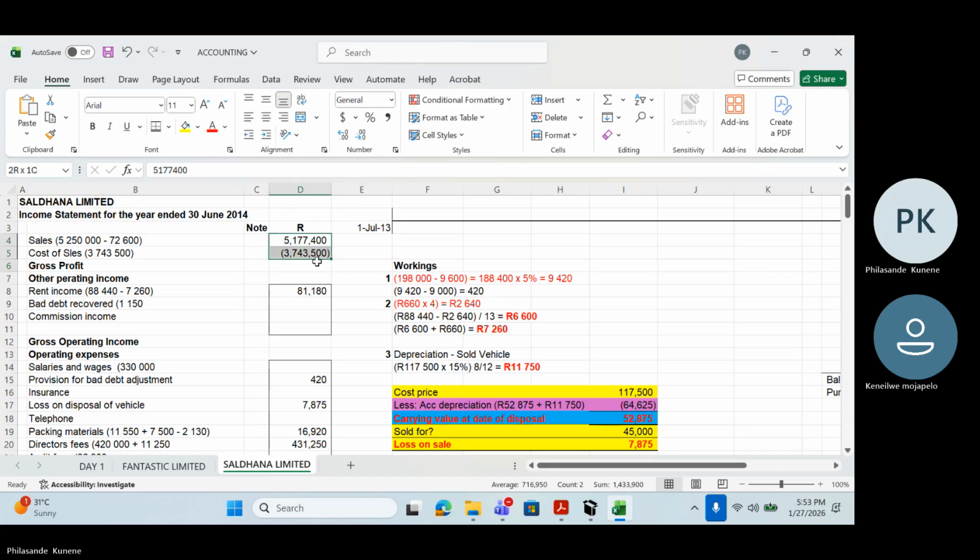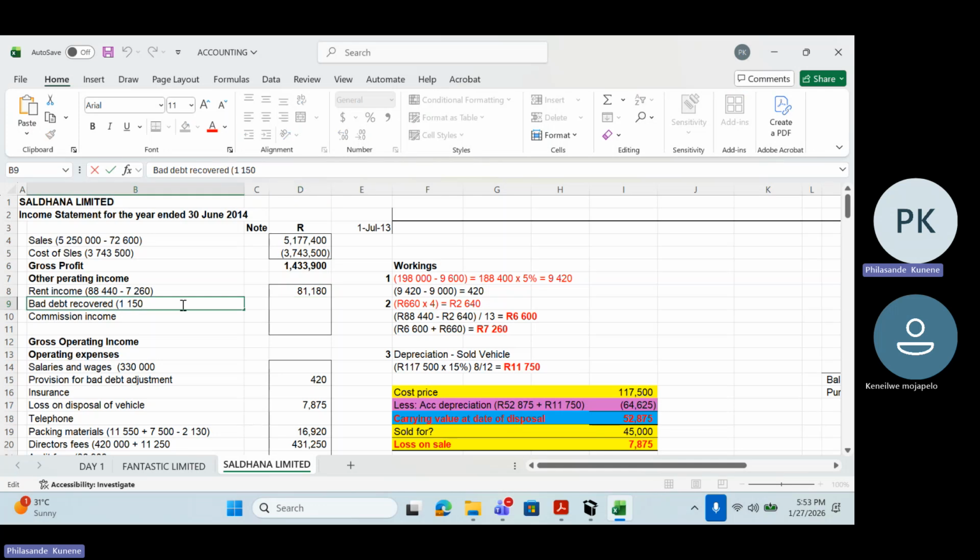$1,433,900. Yes, very good. That is going to be our gross profit. And the rent income, we got the total already. Bad debts recovered, 1,150 will come as it is, 1,150. And then commission income, we don't have commission income here. So I need to remove this one. It was from the previous question format.